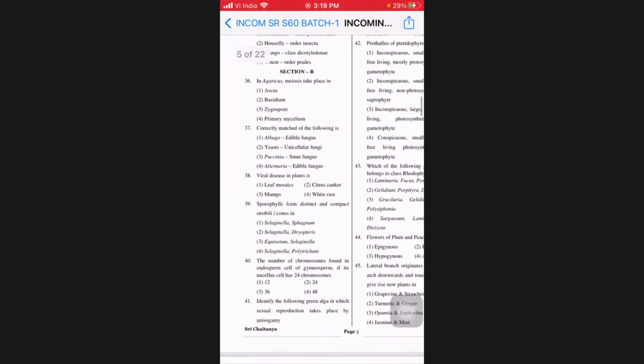36. In Agaricus, meiosis takes place in the basidium. That was in syncaryon, 3 nuclear meiosis. 37th. Of the following, correctly matched: is Albugo an edible fungus? No. Yeast, unicellular fungus? Yes. Puccinia is rust fungus. He gave smut. No. Alternaria is edible fungus.